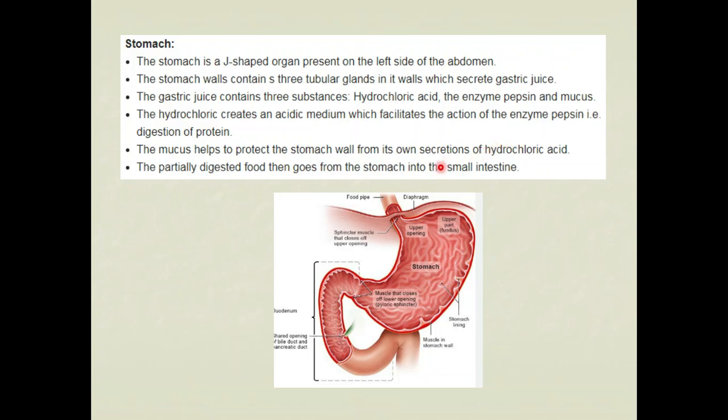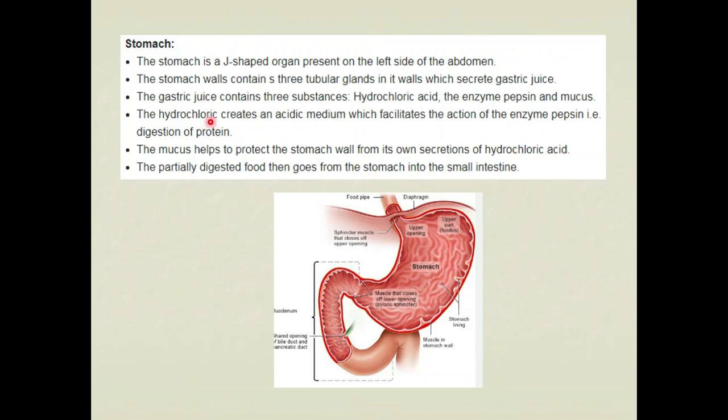Now the next thing is when the food reaches the stomach. So it enters the stomach. So you all know that the stomach is a J-shaped organ and the walls of the stomach have tubular glands which secrete gastric juice. This gastric juice is nothing but hydrochloric acid, the enzyme pepsin and a mucus layer. Why is there a mucus layer? Because mucus helps to protect the stomach wall from its own secretions of hydrochloric acid.